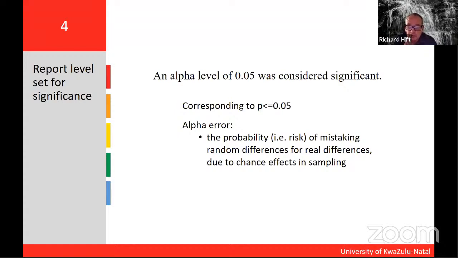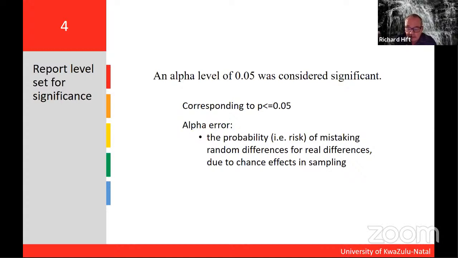You've got two ways of doing it. One is to say a p-value of 0.05 was regarded as significant. Or if you fancy and you understand a little bit of what you're doing, you might say an alpha level of 0.05 was considered significant. If you don't know what alpha error is, it really is important that you find out.